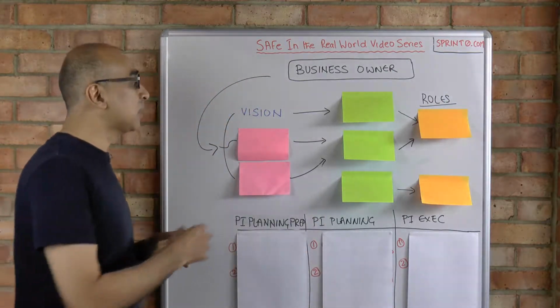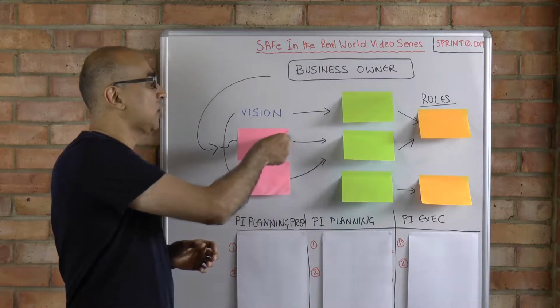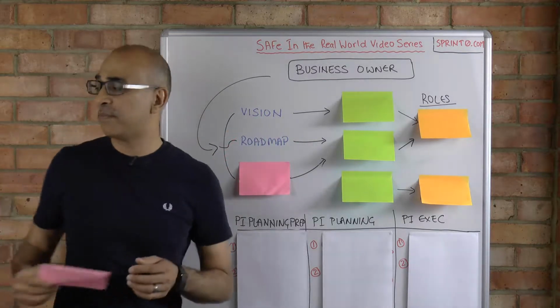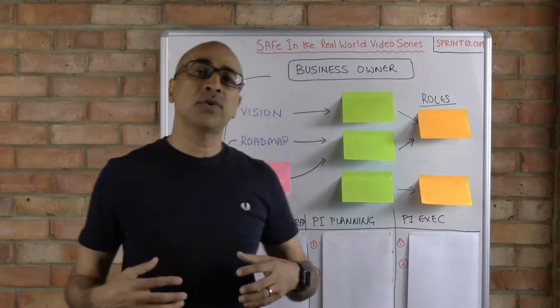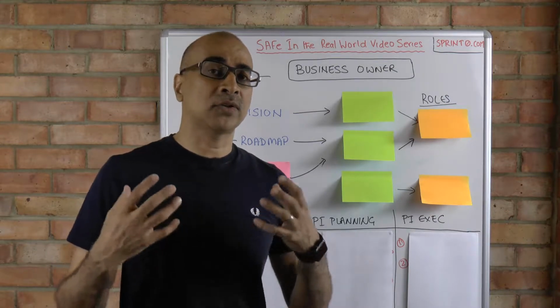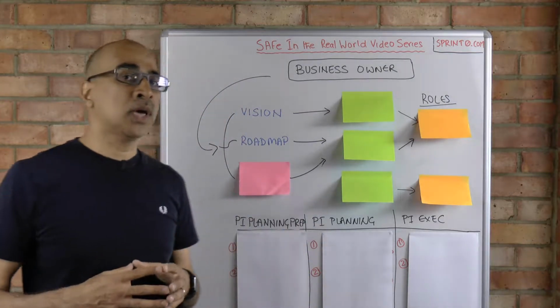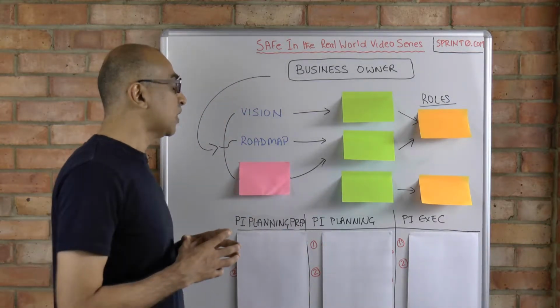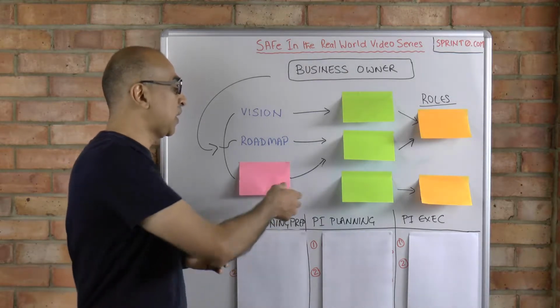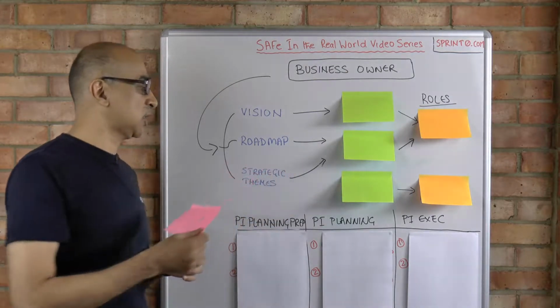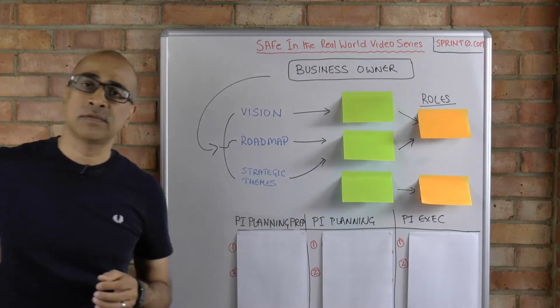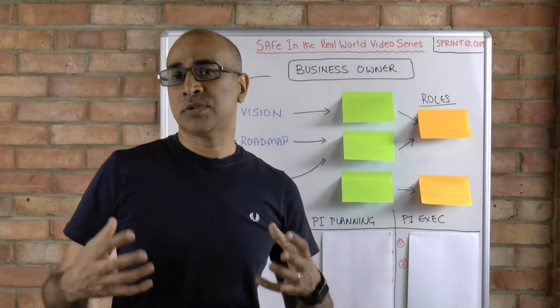Once they've done that, they would look at involvement in the roadmap, the overall roadmap for the business and for the Agile Release Train as well, and that may be beyond PI as well. And then finally, they would potentially be involved in the strategic themes and development of the strategic themes. So what is a strategic theme?